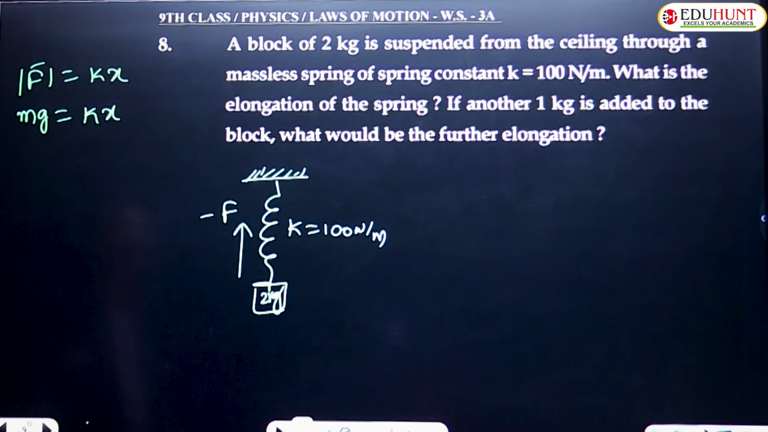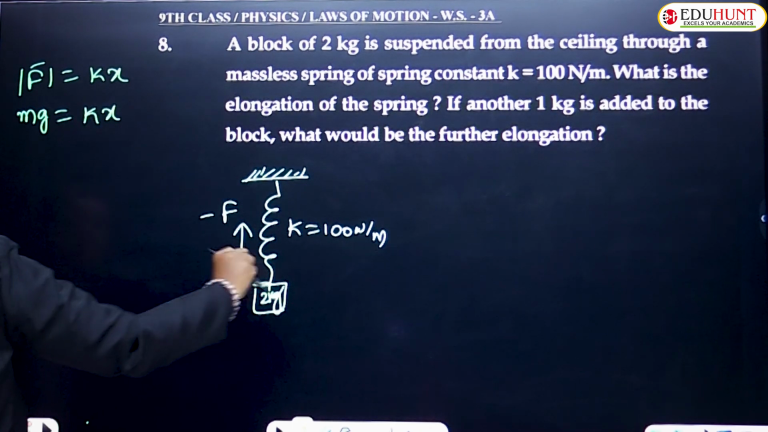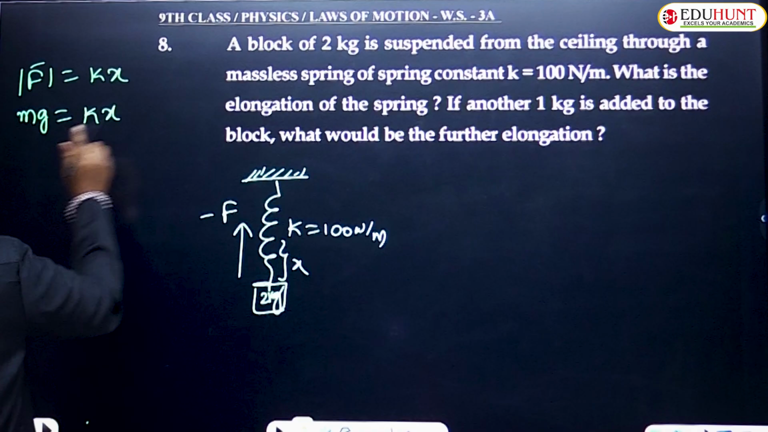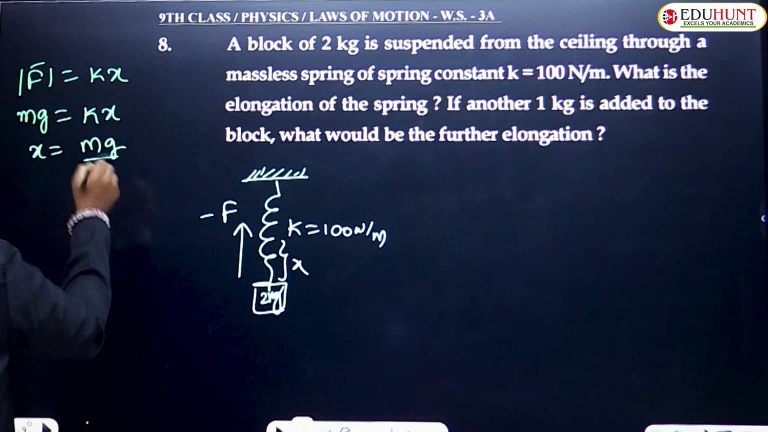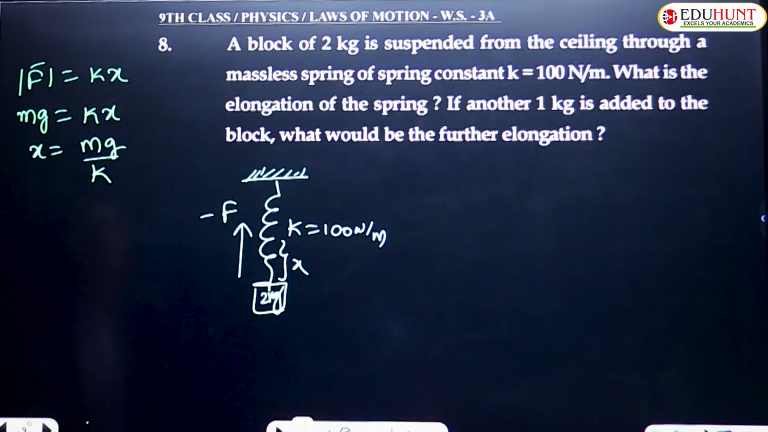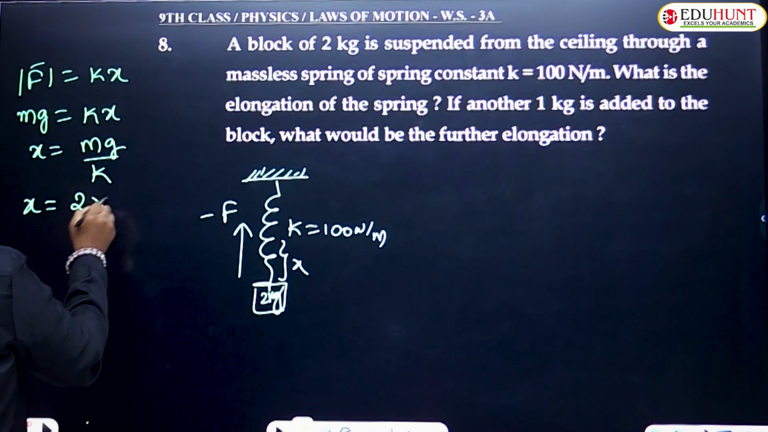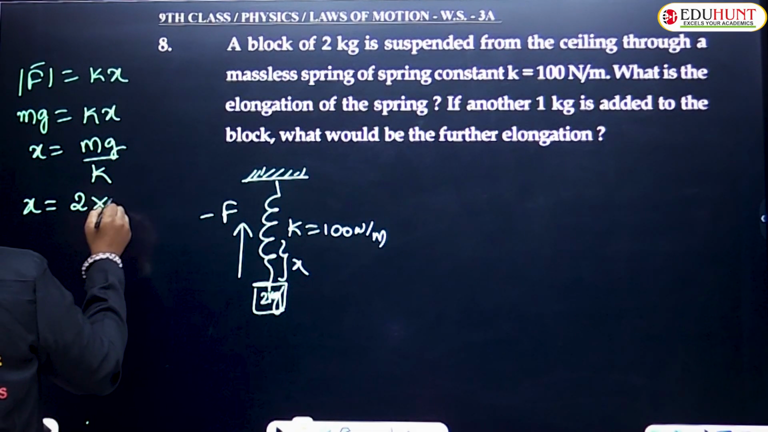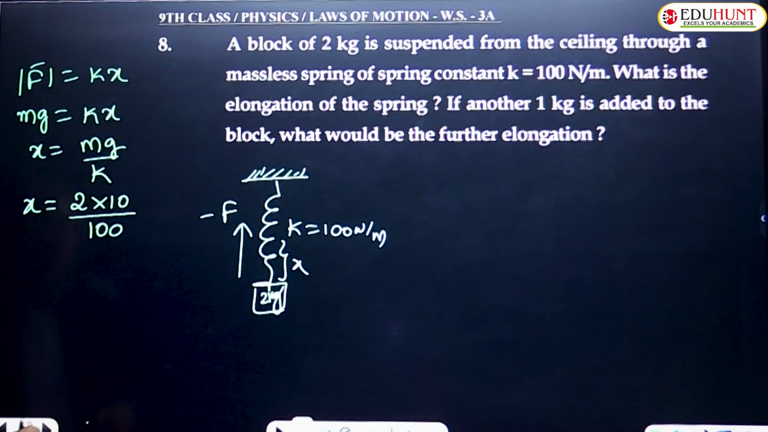You are asked to find the elongation of the spring. Elongation of the spring is nothing but the extension of the spring. So what is the extension of the spring? Some x distance. So x is equal to mg by k. The elongation of the spring is given by mg by k. What is the mass attached, children? And the g value, take it as 10, which is better because k is given as 100 Newton per meter.